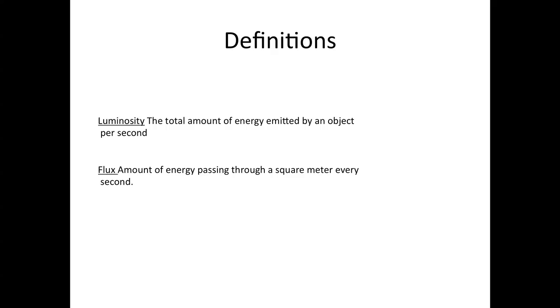First, let's start with a few definitions. Luminosity is an intrinsic property of a star. It's the total amount of energy emitted by an object per second. The flux is something we can measure. It's the amount of energy passing through a square meter every second. That can be a quantity that's measured locally at the surface of the star, but it can also be a quantity that we measure here on Earth, very many billions of miles away from the star.